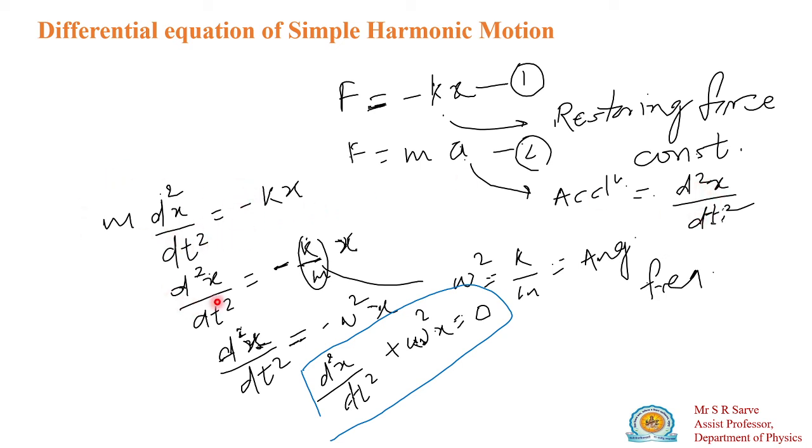Rearranging this, you will get d square x by dt square is equal to minus k by m into x. But what is k by m? The ratio of force constant to the mass is known as the square of the angular velocity. If you substitute omega square here, you will get d square x by dt square is equal to minus omega square into x. So this reduces to d square x by dt square plus omega square x is equal to 0. So this is the differential equation for the simple harmonic motion.